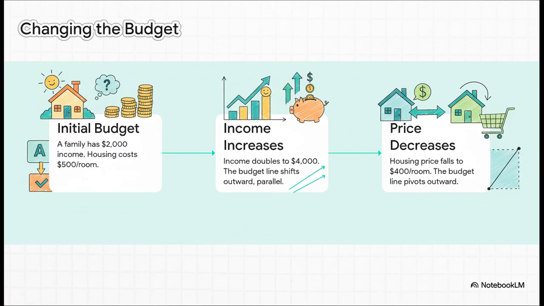And this budget line isn't static. It moves in very predictable ways. So look here. If your income goes up, your entire budget line just shifts outward, parallel to the old one. Simple, right? You can just afford more of everything. But if the price of just one of the goods changes, the line pivots. If a price drops, it pivots outward, opening up your choices. If a price goes up, it would pivot inward, shrinking them.